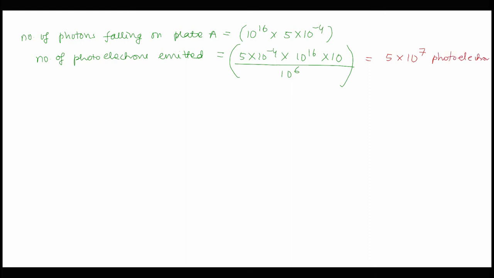Now these photoelectrons will result in some charge on A. So A will also become positively charged because it is emitting the photoelectrons. So charge on A will be a positive charge, and the value of one electronic charge is 1.6 10 to the power minus 19, and multiplied by the total number of photoelectrons, that is 5 into 10 to the power 7. So we get the value of the charge on A is going to be 8 into 10 to the power minus 12 coulomb. So A is positively charged.